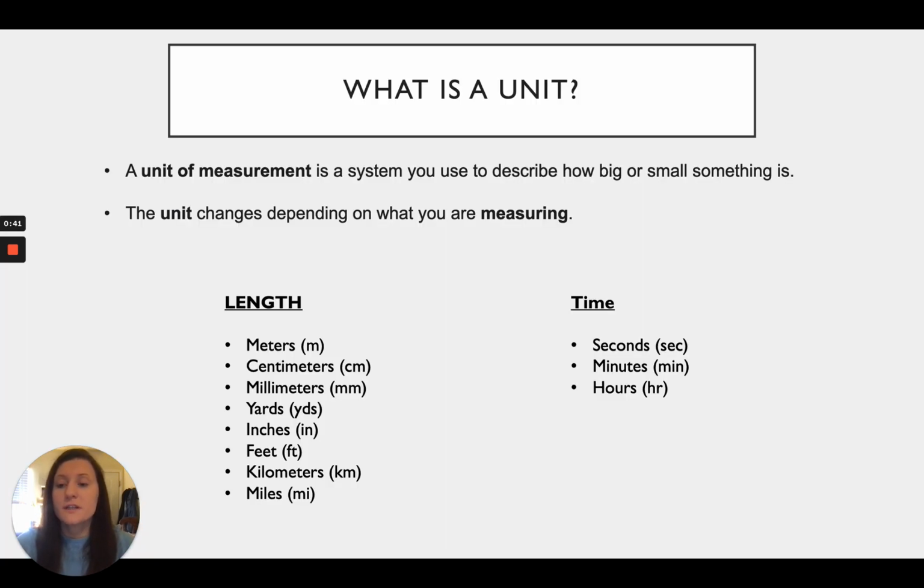So first off, we need to know, what is a unit? A unit of measurement is a system you use to describe how big or small something is. So the unit changes depending on what you are measuring. We're going to be looking at different types of length and also different time measures.